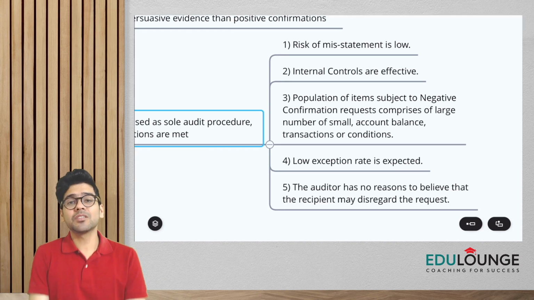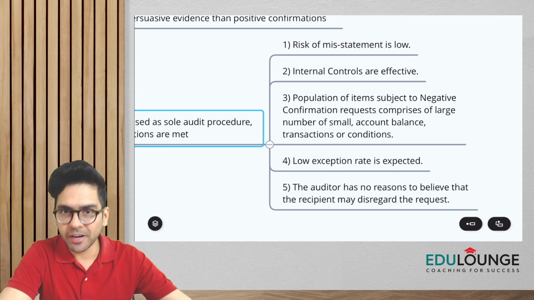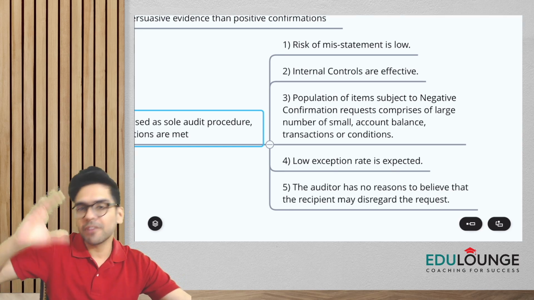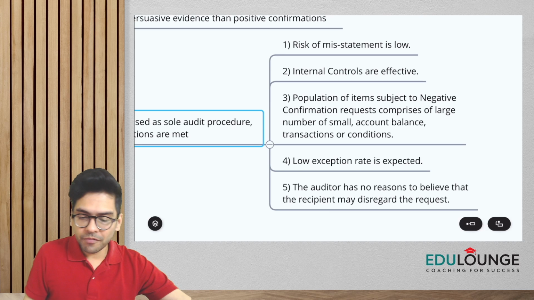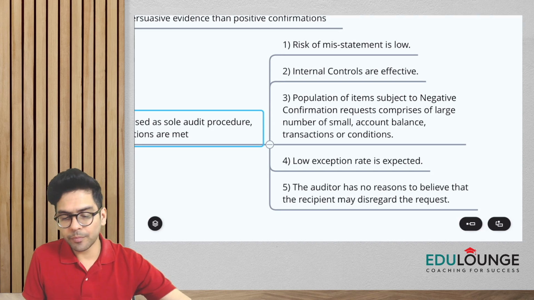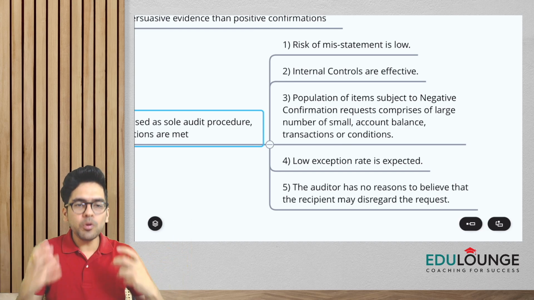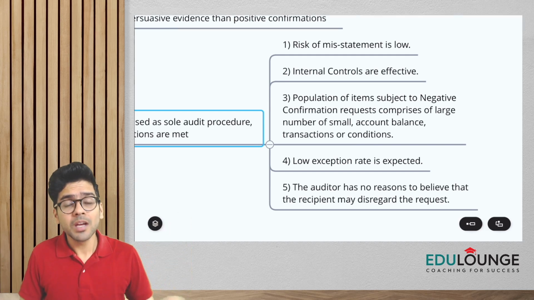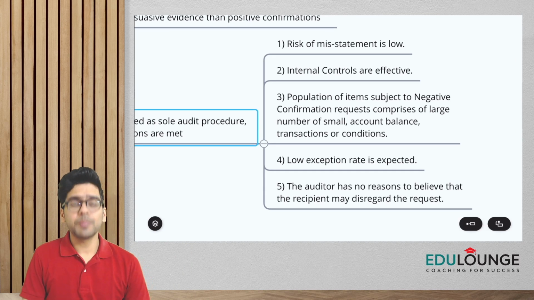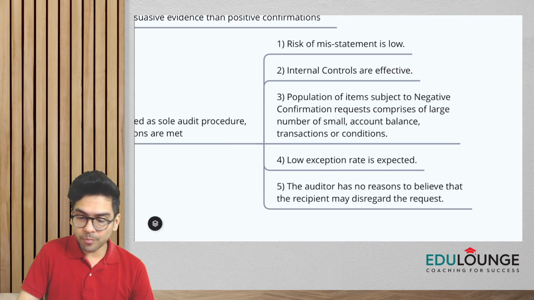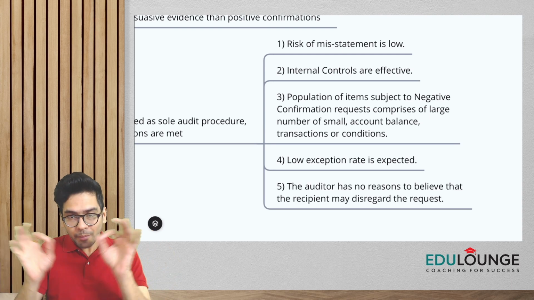Okay. Second, guys, you're going to send a negative confirmation request when the internal controls are effective. And all five conditions should be met. Then only we are going to send a negative confirmation request. Third, the population of items subject to negative confirmation request comprises a large number. So let's say we are checking the debtor balance. We have a lot of debtors. So the population of debtors comprises a lot of debtors. But then the amount is small. It says the population of items subject to negative confirmation request comprises a large number of small account balances, transactions, or conditions. So it's large in number but the amount is small.